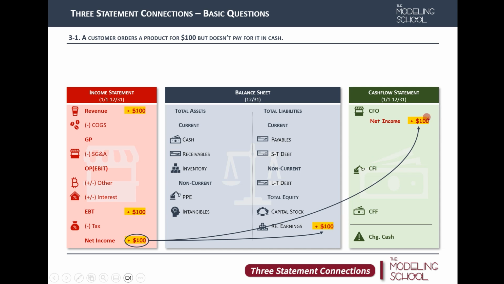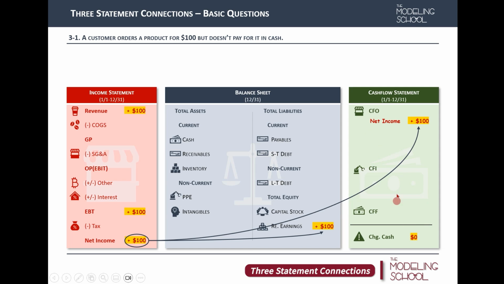But let's think from the cash flow statement's perspective. In the end, how much cash did the company collect? None. So despite the fact that the customer will eventually pay, or the company will eventually collect cash in the future, at this point of time, no cash has been collected, so no cash inflows or outflows. Starting from 100, it ends at 0, so we have to make some kind of adjustment.